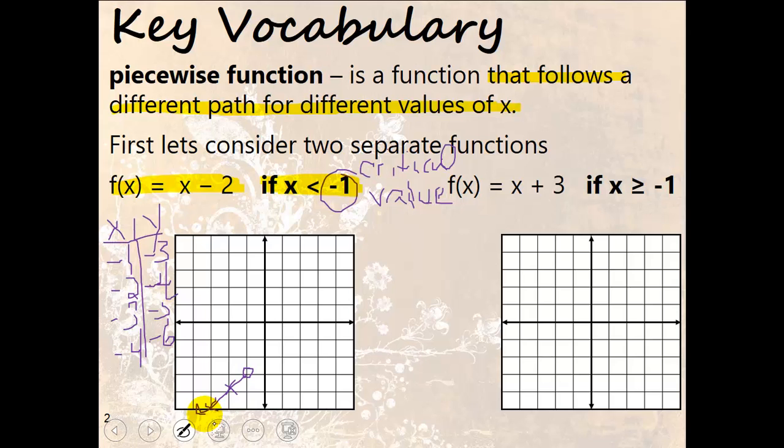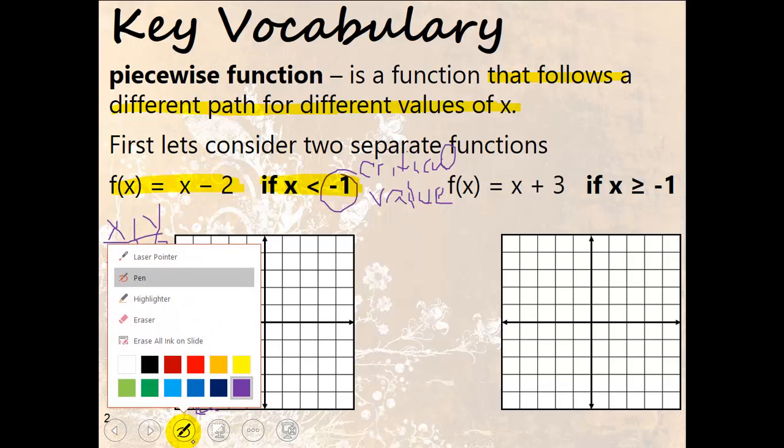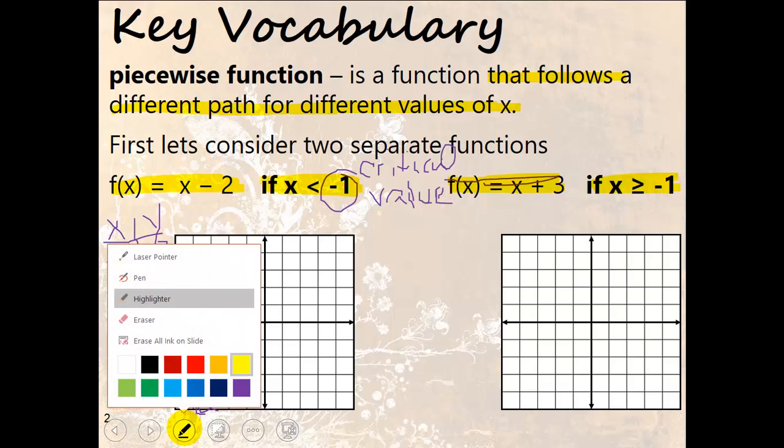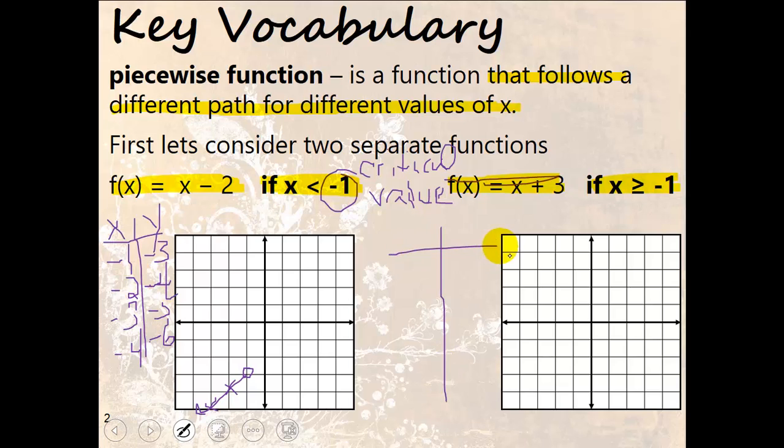Now, what happens if my other function is f of x is equal to x plus 3? But that's only for values of x that are greater than or equal to 1. So this tells you what x's I can plug in. This tells you how it's going to behave. So I'm going to make another little graph. And I'm going to plug in -1, and then I'm going to go to the right. So I have -1, 0, 1, 2.